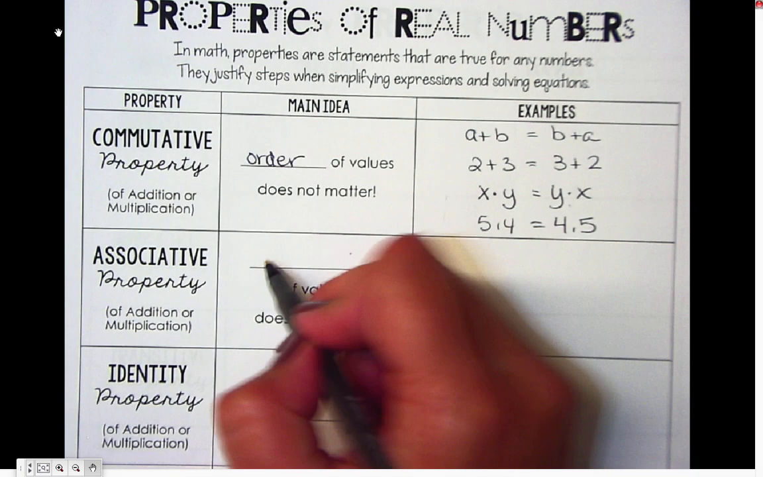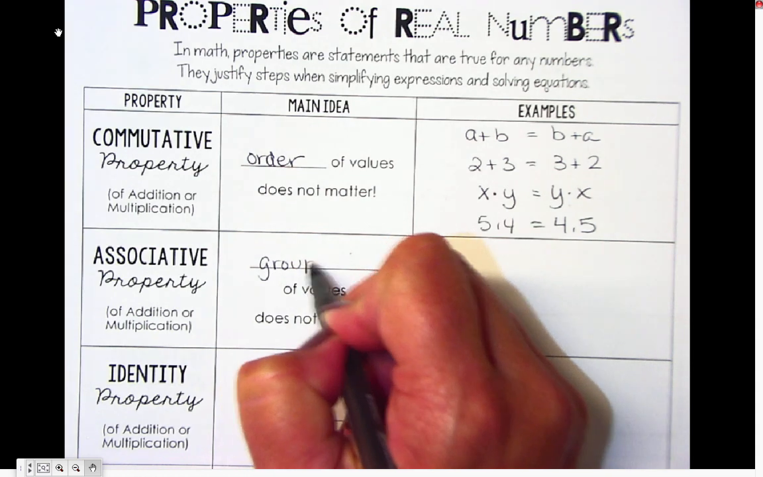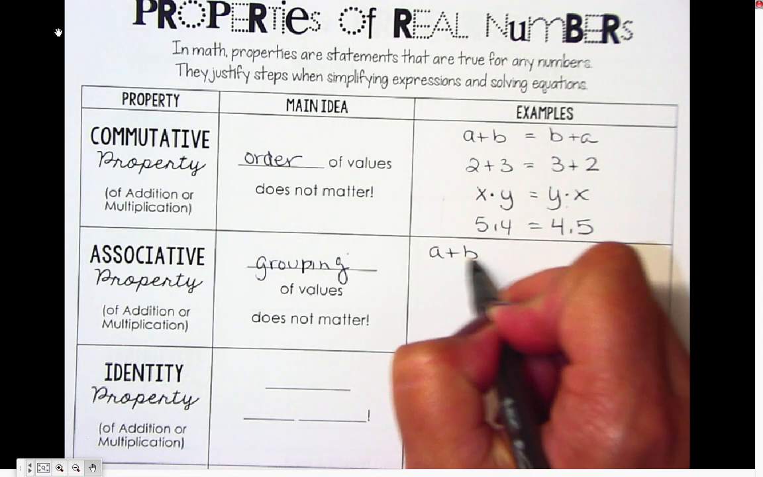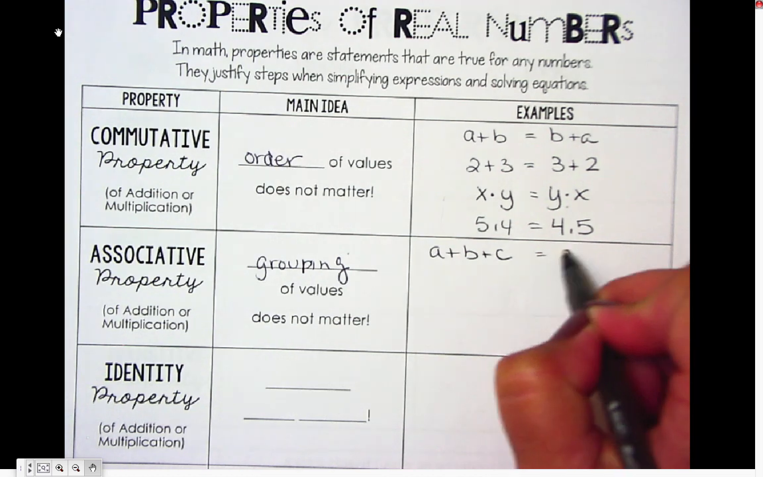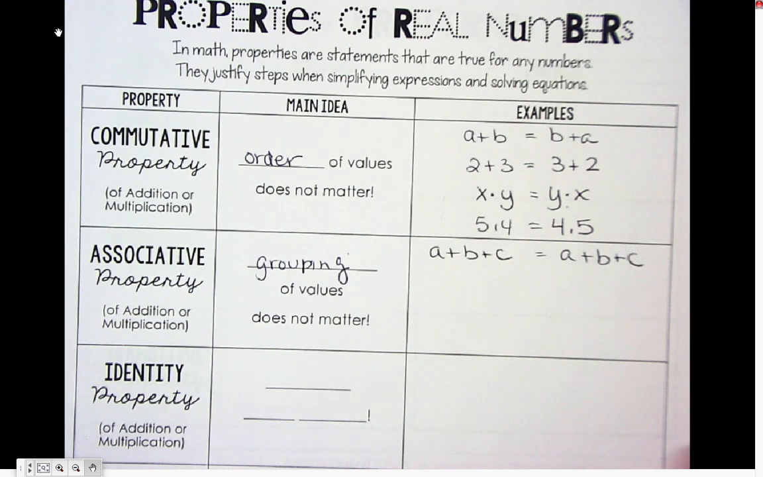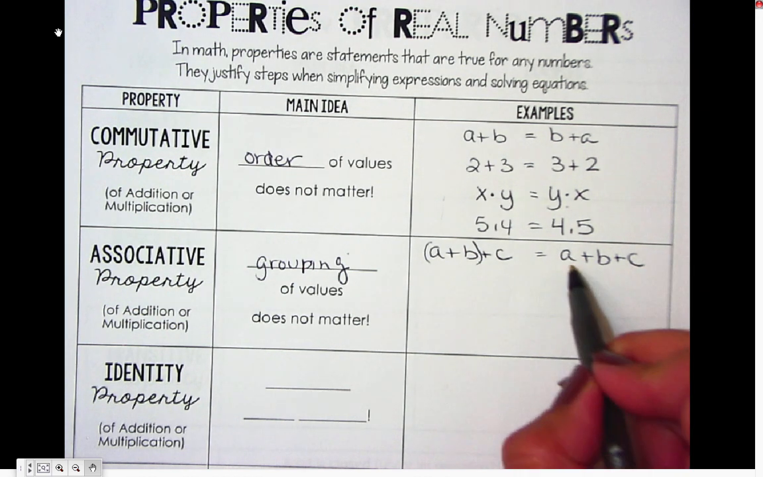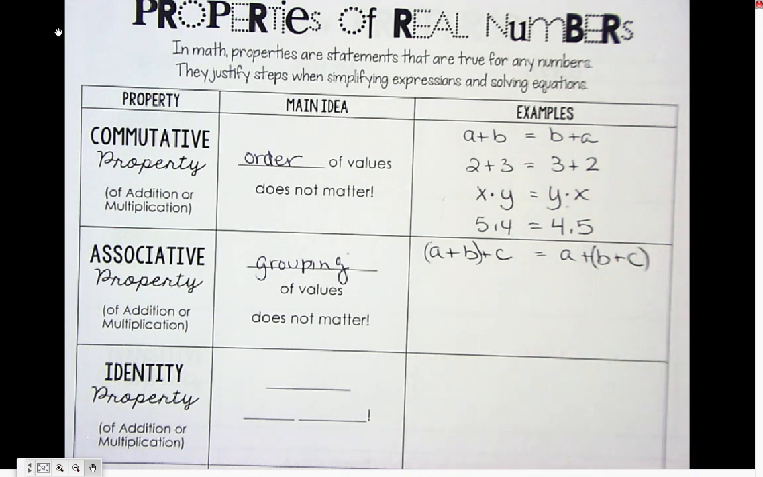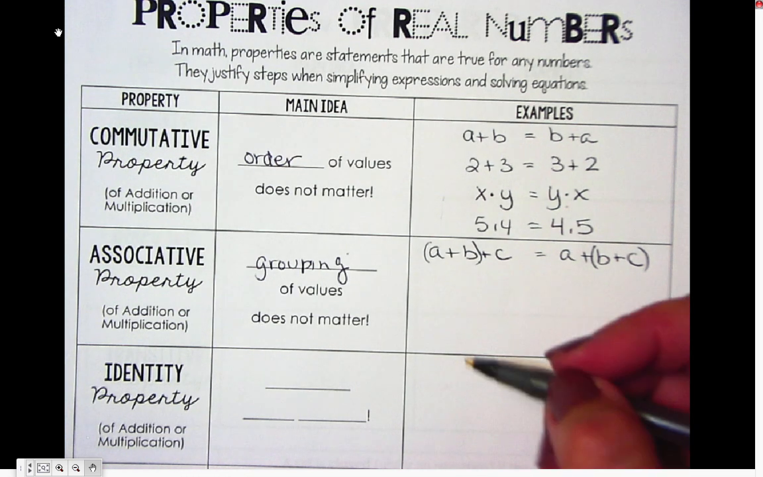Associative property is when you group certain values and the order does not matter. So grouping of values does not matter. Let's say that we want to add a plus b plus c. If I add a plus b first and then add c, I should get exactly the same answer as if I were to add b plus c first and then add a. So basically I can group things in a different order and still end up getting the same answer.